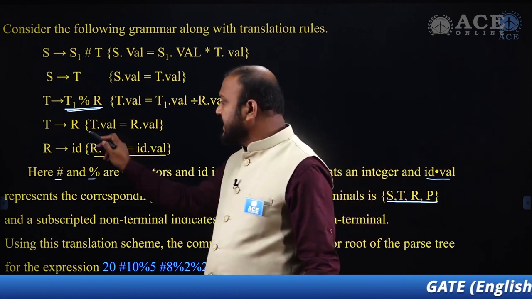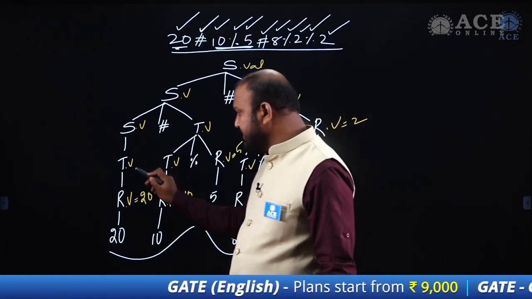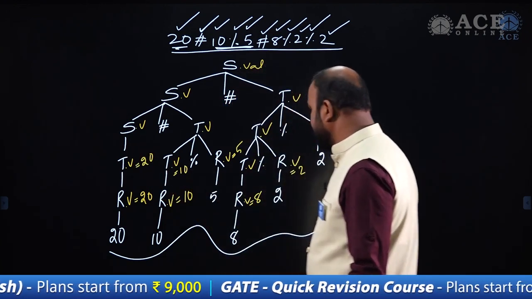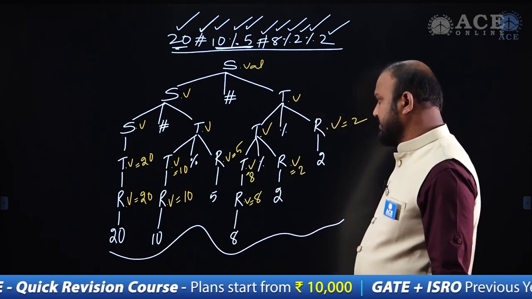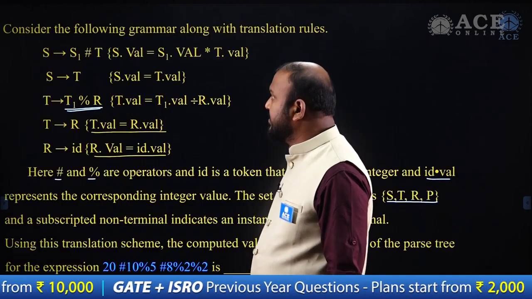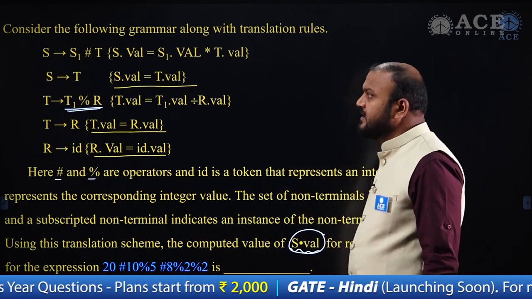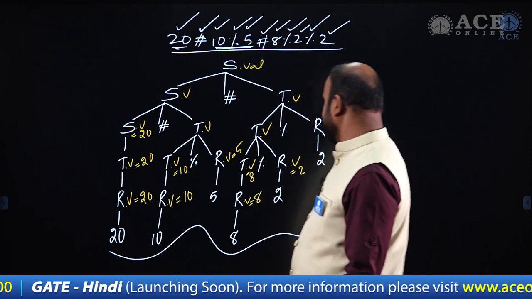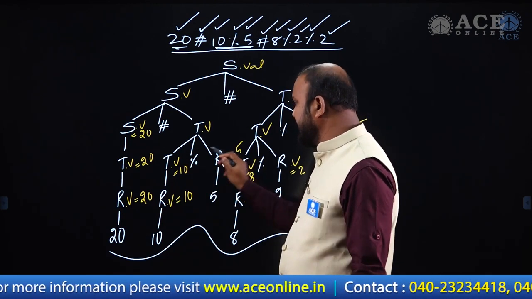T tends to R has a semantic rule T.val equal R.val. T.val equal to R.val means it is going to be 20. Here it is 10. Any other productions? Here it is 8. That's it. Next, you look at the S tends to T production. What is the semantic rule associated with S tends to T? S.val equal T.val. S.val equal T.val means this is going to become 20.